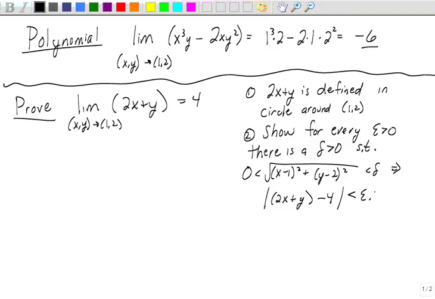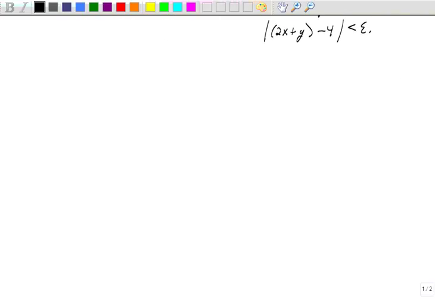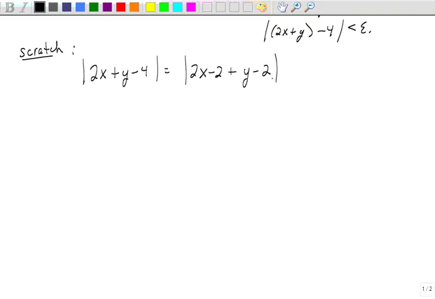So we're going to use the triangle inequality to do this. And for our scratch work, because it's going to show us how to go, we're going to start with |f minus L|. And we're going to use a little trick. We're going to subtract 2 and subtract 2. That's going to give us our minus 4. And using the triangle inequality, that's less than 2|x minus 1| plus |y minus 2|.